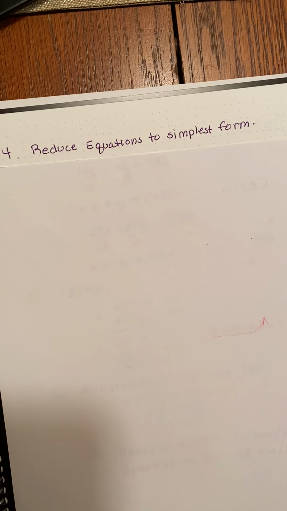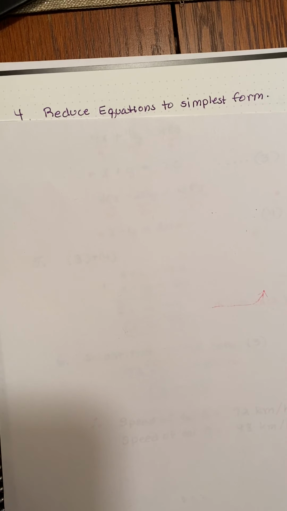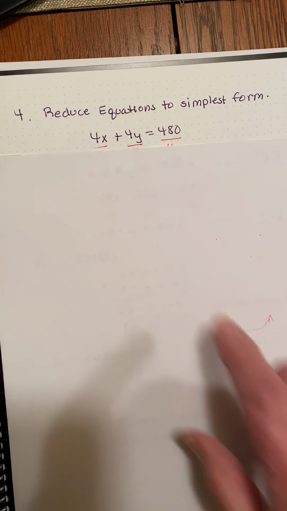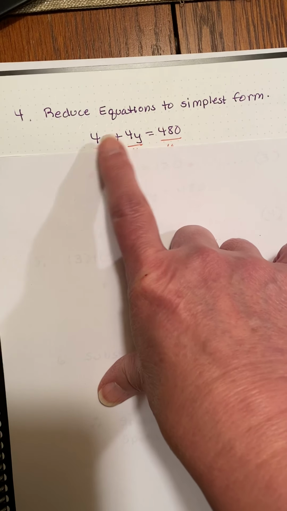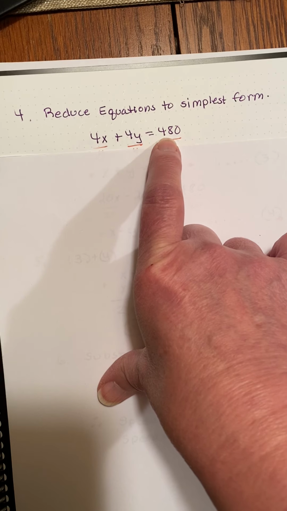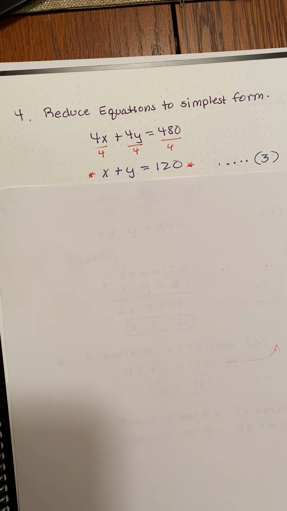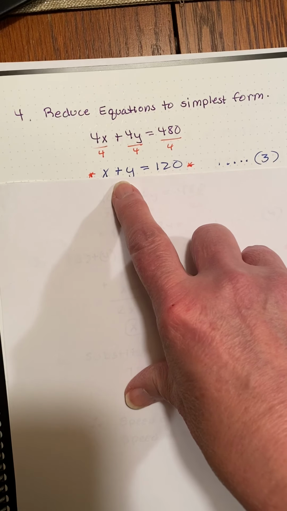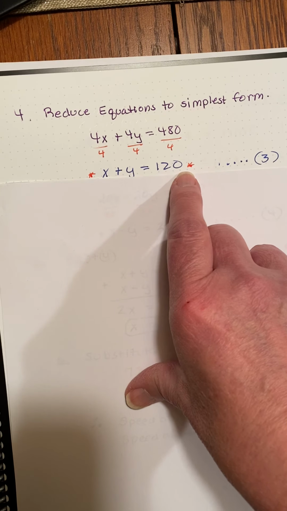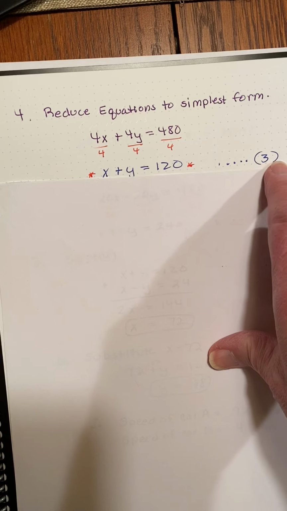Now, instead of reducing fractions to simplest form, I'm going to reduce the equations to simplest form. So in the first one, I want to work it down to plain x and y, and I can divide through easily by 4. Doing that, I'm left with x plus y equals 120. Now I have my simplified third equation.